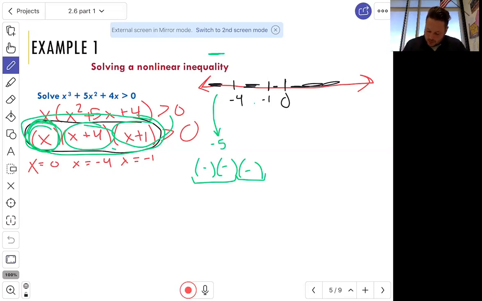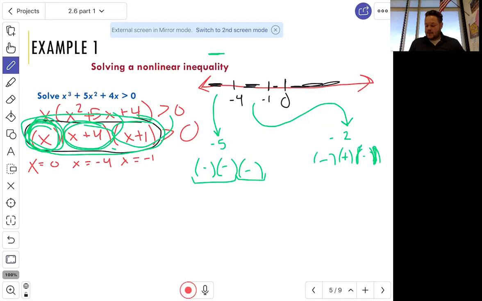Now we're going to plug in a different number, a number between -1 and -4. I'm just going to choose -2 and we're going to see what happens. Again, I'm going to plug into the factored form. -2 is just going to be a negative number. Then -2 plus 4 is going to be a positive number. And then -2 plus 1 is a negative number.